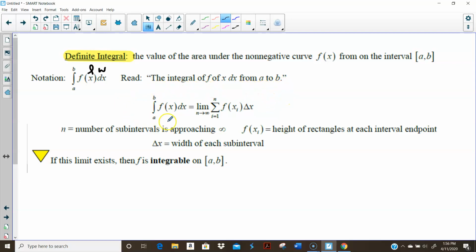Here's another version of that same thing. The reason why we have a limit is the number of rectangles are going to approach infinity to give us that true area. This is just referring to the length, and this is referring to the width. So first, the limit has to exist. If the limit exists, then we can say f is integrable on a to b.